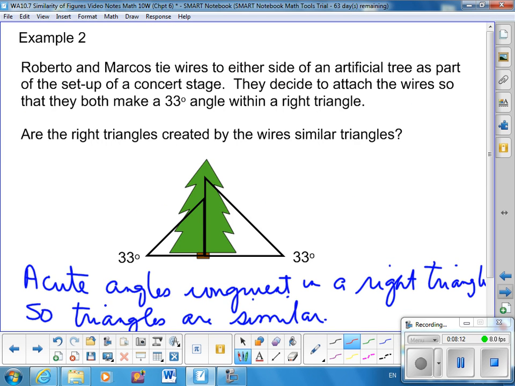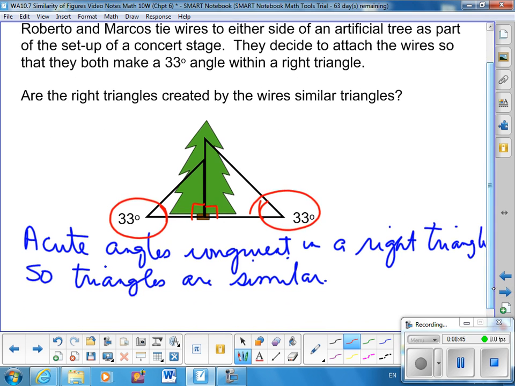Okay, Roberto and Marco set wires to either sides of an artificial tree as part of a setup for a Christmas concert. They decide to attach the wires so they both make a 33-degree angle, within a right triangle. Are the right triangles created by the wires similar? Remember what I discussed earlier, right triangles only need to have one acute angle that is corresponding and congruent, and so these two triangles are similar.